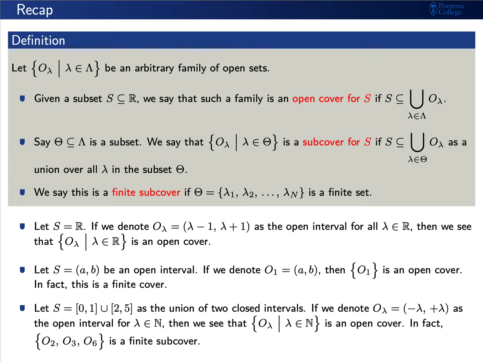Finally, let's say that S is the union of the two closed intervals from 0 to 1 and from 2 to 5. If we denote O sub lambda to be the open interval from negative lambda to positive lambda for any natural number lambda, then we see that the collection of O sub lambdas, where lambda ranges over the natural numbers, is an open cover for S. In fact, we could simply take the set consisting of O sub 2, O sub 3, and O sub 6 to be a finite subcover for S.